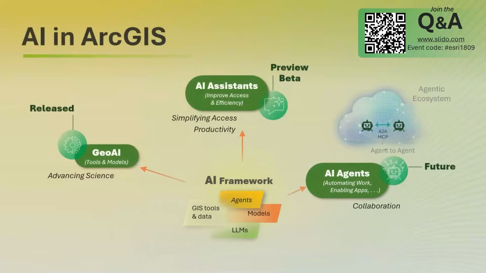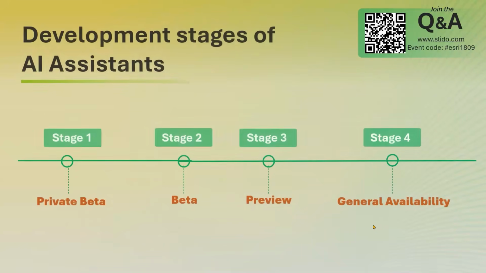Now, as I mentioned previously, each implementation of AI is at a different stage in its production journey. Whereas GeoAI has been released into general availability and forms a core part of the system, AI assistants are in preview and beta, and AI agents are currently in research and development. To clarify what each of these stages mean, let's take a look at the development timeline. Each AI assistant goes through these 4 stages before they're released into general availability.